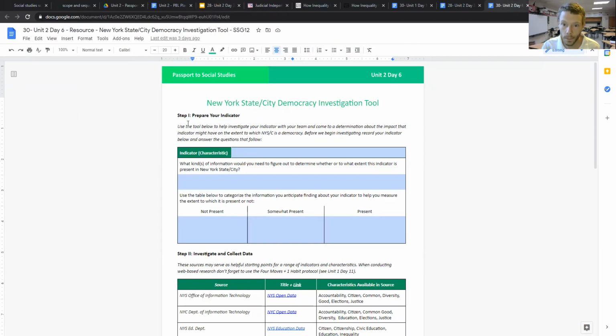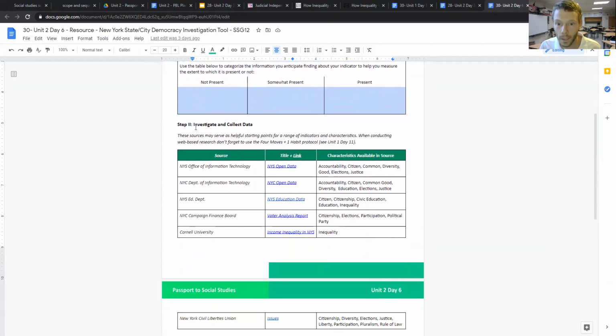So step one will be to prepare their indicator. So they'll identify a characteristic. Again, just as the model illustrates, they'll consider the kind of information they would need to figure out whether or not or to what extent the indicator is present in the state or city. And then really break it down: not present, somewhat present, and present. Step two involves the collection of data and information.